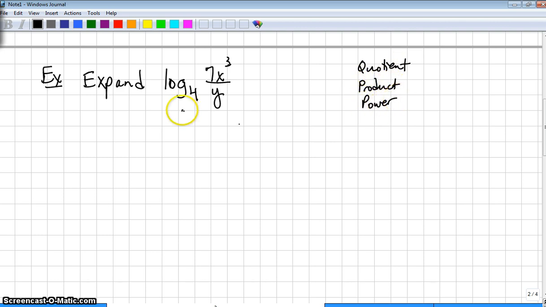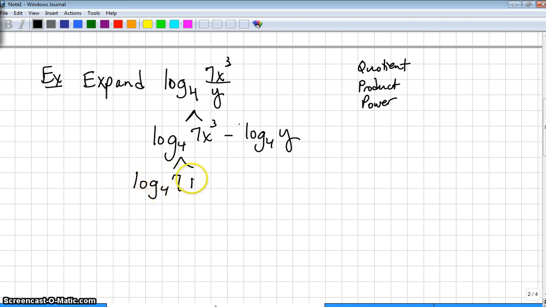We're going to expand this logarithm using the quotient property first, because I see a quotient. We have 7x cubed divided by y. So we split it apart into two logarithms and make it log base 4 of 7x cubed minus log base 4 of y. Notice the numerator goes first, the denominator goes second. Then I notice that this logarithm has a product, 7 times x cubed. So we split that apart into log base 4 of 7 plus log base 4 of x cubed. And this one stays exactly the same.